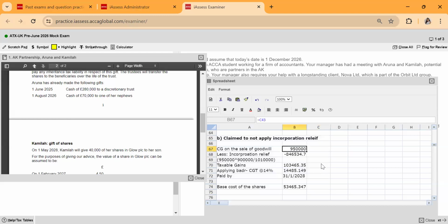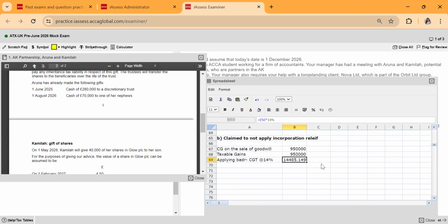So we have CG on the sale of goodwill. Now we will just be doing the normal ways. We will not calculate incorporation relief. Since it is a sale of the business, we cannot have incorporation relief, but we can apply BADR, right? So we will apply BADR here. On the no incorporation relief case, the same will be taxable gains, right? So we can apply BADR normally on the entire calculation. Taxable gains will be this and BADR will be this multiplied by 14%. Done? Clear?